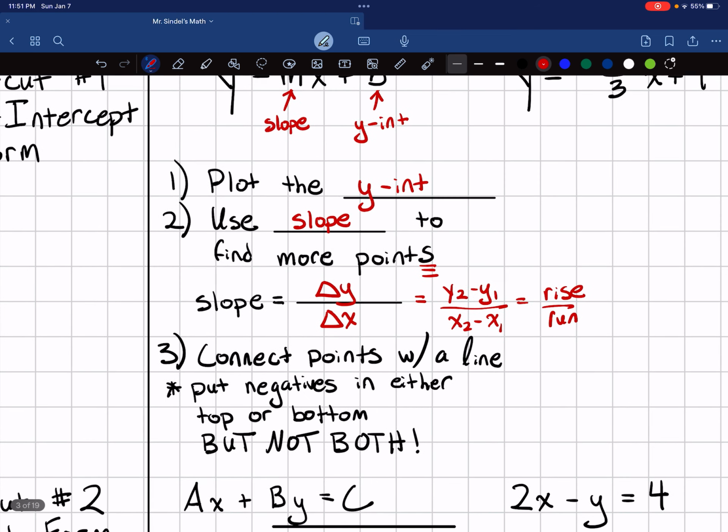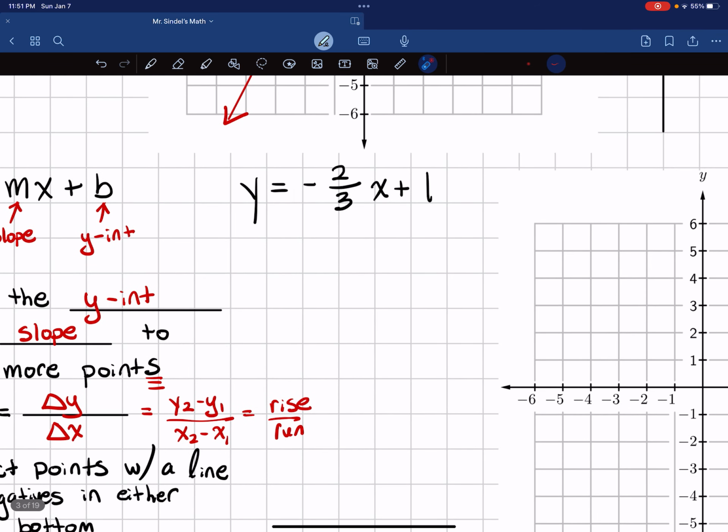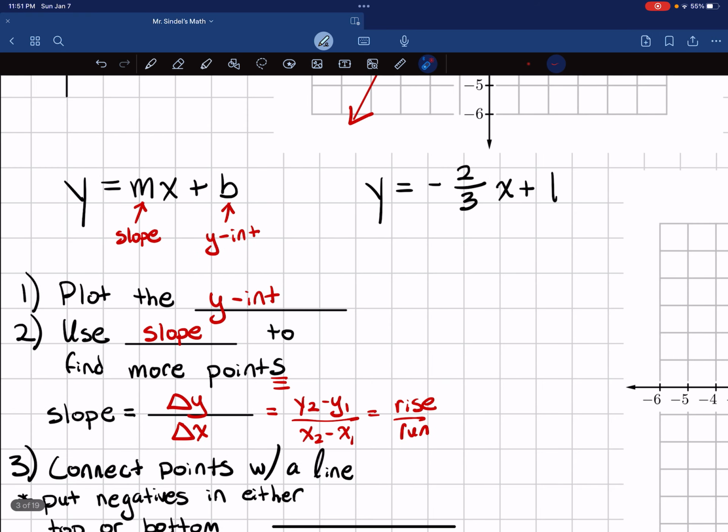And then always step number 3, once you get 2 or more points, you're going to connect the points with a line. And I do have this note also that sometimes you have negatives for your slope. Make sure that the negative is either in the top or the bottom, but do not do it in both. And I'll give you an example of that right now. So here's what am I saying? So a slope-intercept form. So I have a slope here and the intercept is right here.